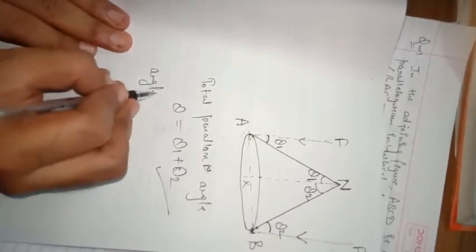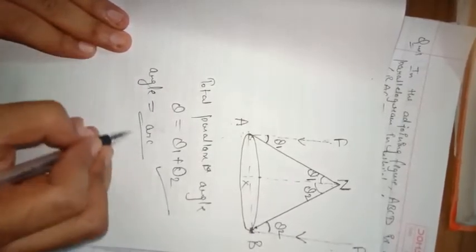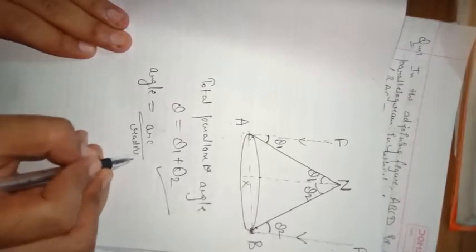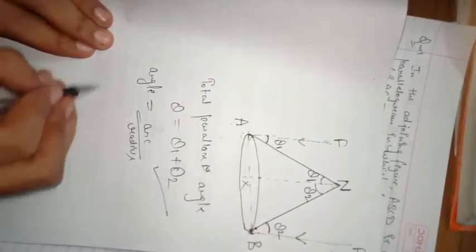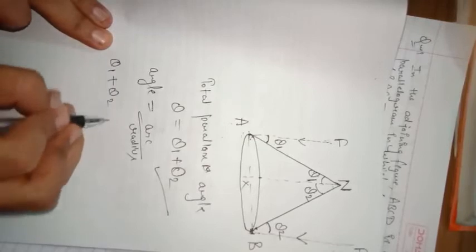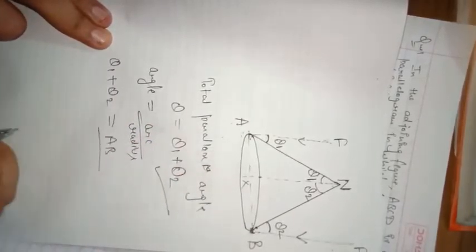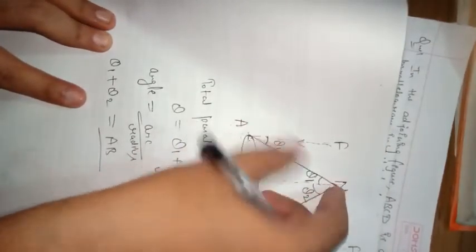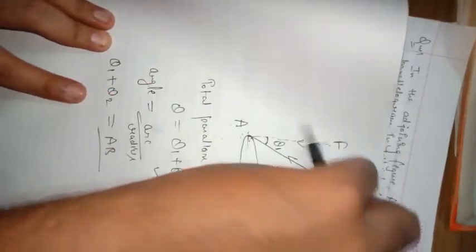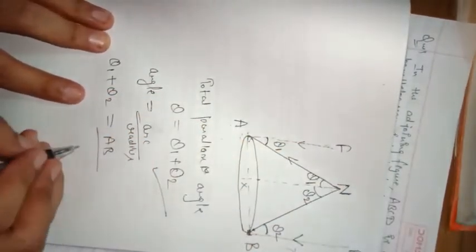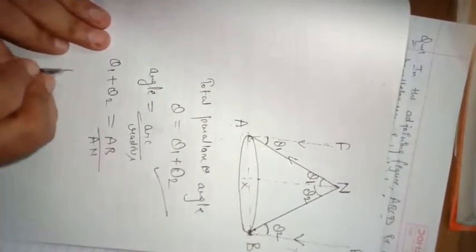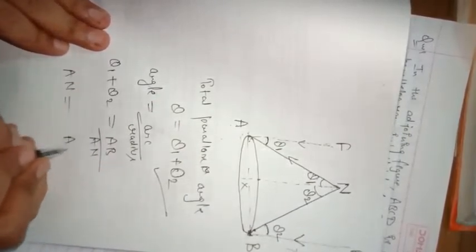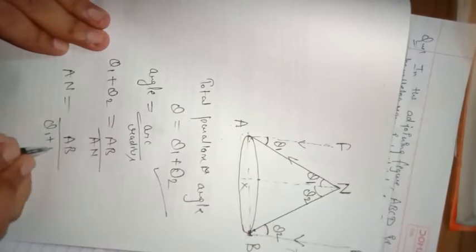Angle is equal to arc upon radius. If we look at this figure, theta 1 plus theta 2 is equal to arc AB upon the radius, and that is the distance we wanted to measure. This is the radius, AN, or you can say BN. Both are equal, so you may consider any one of them. So what will be the value of AN from this equation? AN will be AB upon theta 1 plus theta 2.